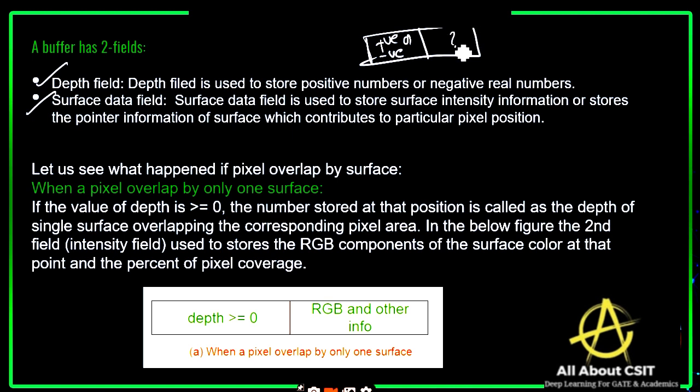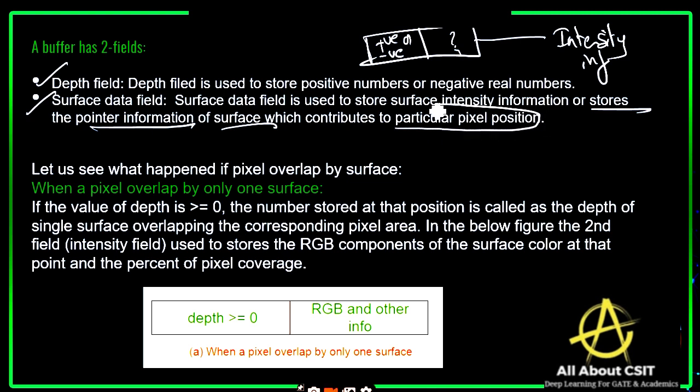Then what about the surface data field? That is the intensity field. The surface data field is used to store surface intensity information, or it also stores the pointer information of the surface which contributes to a particular pixel position. If it is a single surface, then the second field is used only to store the surface intensity information. If you have more than one surface, that is multiple surfaces, then this field is used to store the pointer information of the surface which contributes to a particular pixel position.